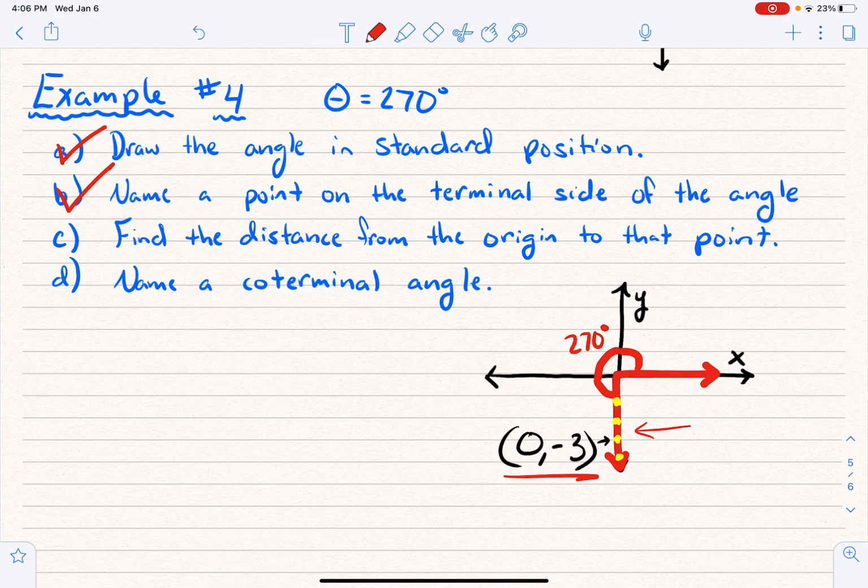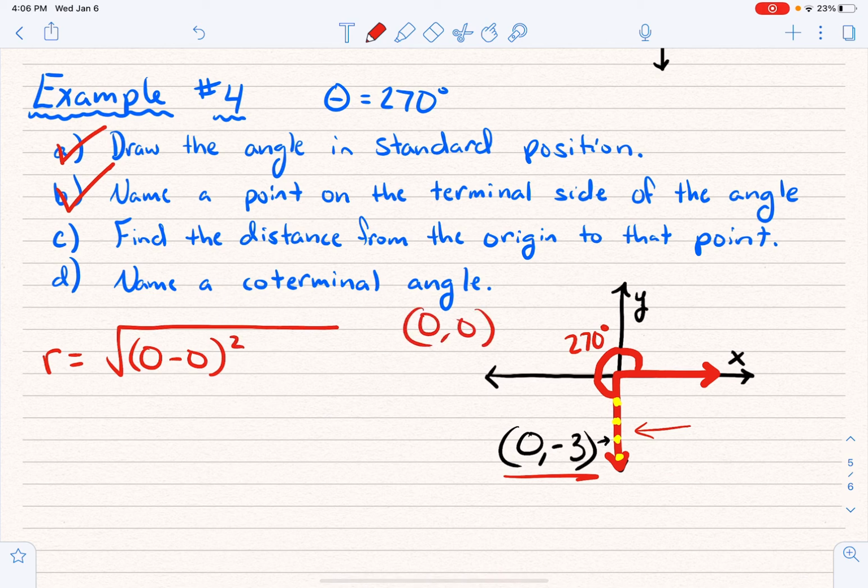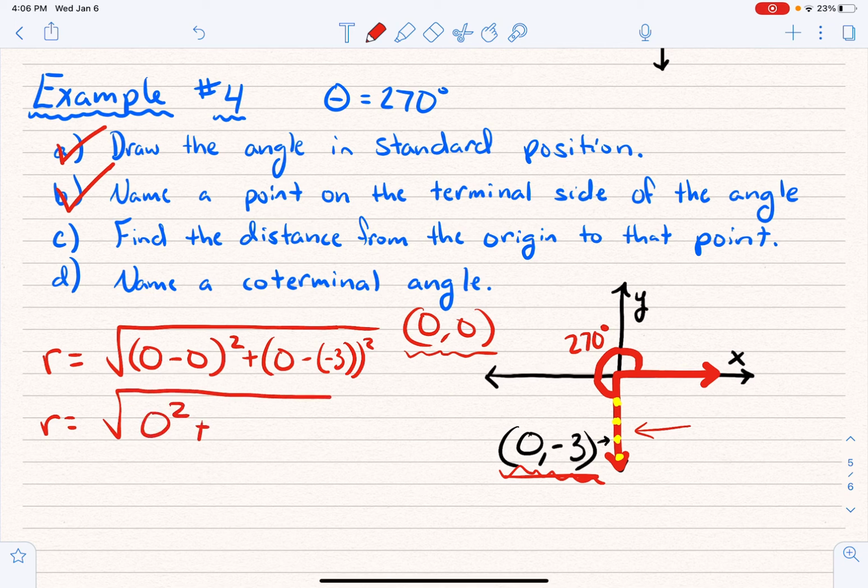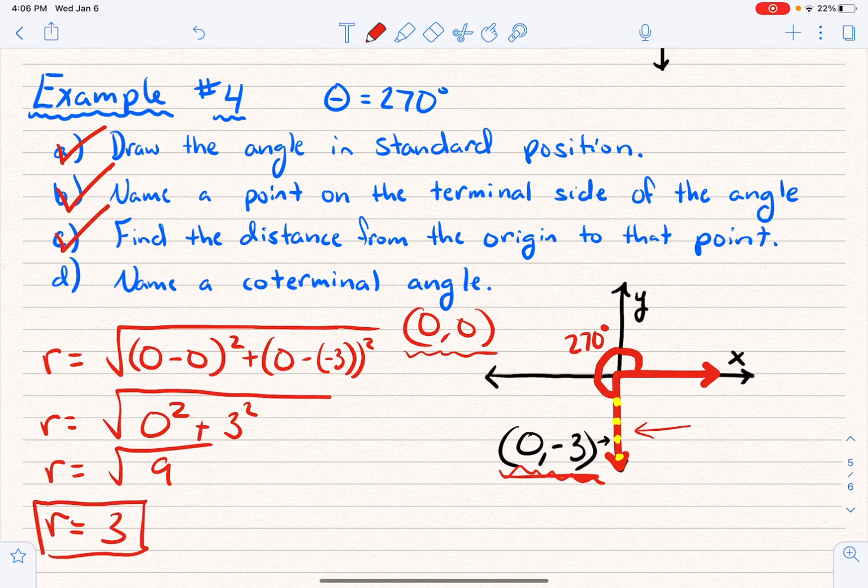I know that distance, now we used r earlier, that r was equal to the square root of, I'm gonna say 0 minus 0 squared, because remember, the coordinates of the origin are 0, 0. So here's one of my points, and here's my other point. Plus 0 minus -3 squared. All right, so what's that going to be? Well, 0 minus 0 is just 0 squared. 0 minus -3 is positive 3 squared. So that's going to be 0 squared plus 3 squared, which is 9, and the square root of 9 is 3. Okay? Check. The distance from the origin to my point is 3.